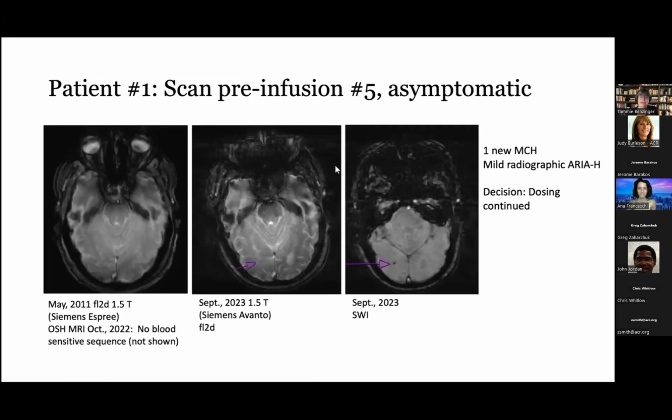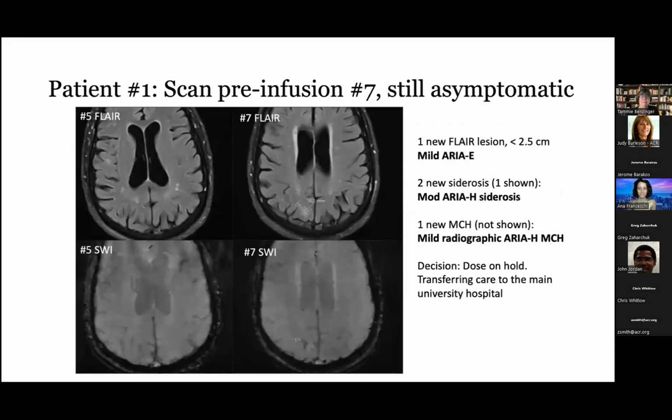Here's another patient, asymptomatic, coming in. And what I want to show you is what we have is one microhemorrhage. In this case, you can see it better on the SWI than on the T2 star. But as I mentioned, we're running both of these for comparison. So with one microhemorrhage that was asymptomatic, the decision was made to continue the dosing.